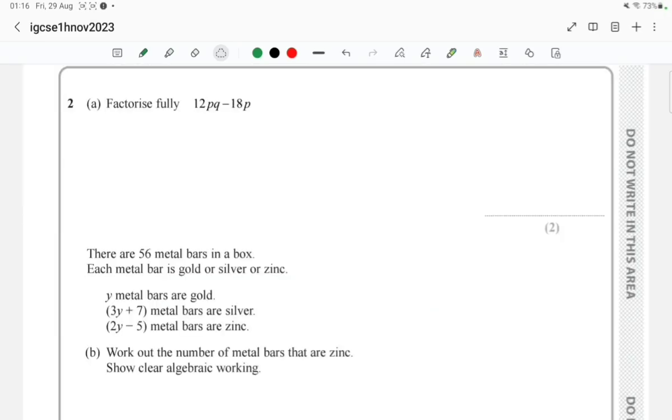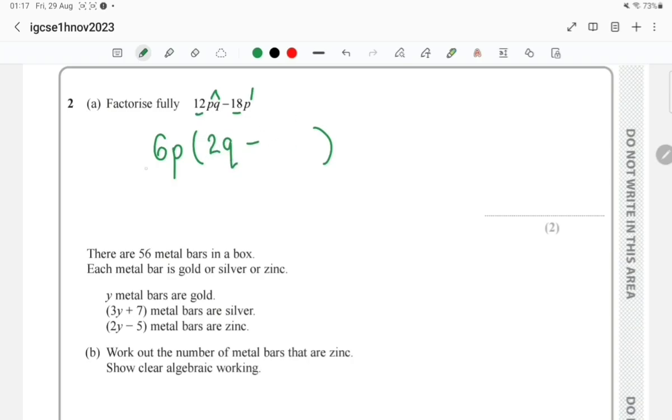Factorise fully 12PQ minus 18P. So in this question, I know that both 12 and 18 are divisible by 6. So I will take the common factor 6 outside. Now in PQ and in P, what is common is the P. So I'll take P outside, and what will be left here is 12PQ divided by 6P, which is 2Q.